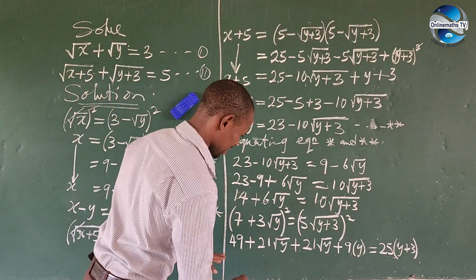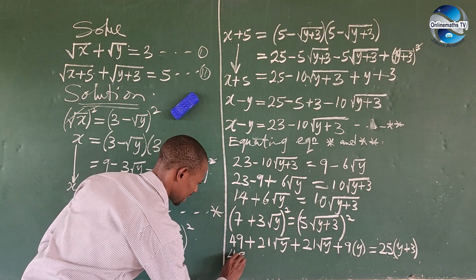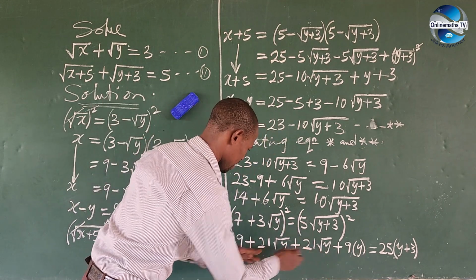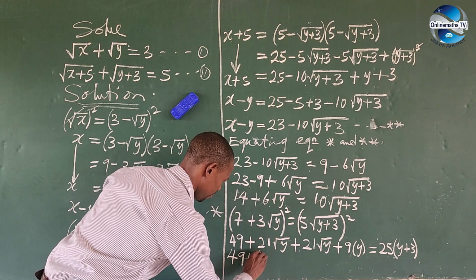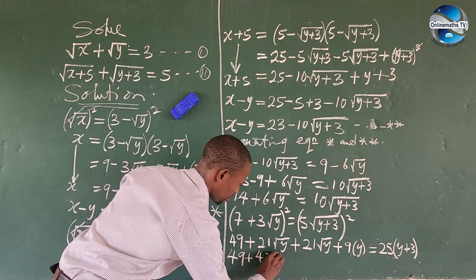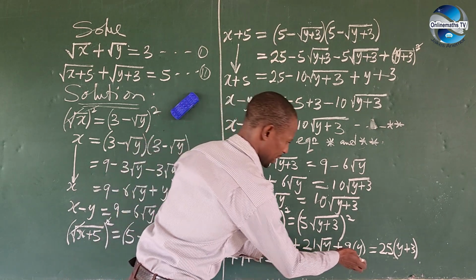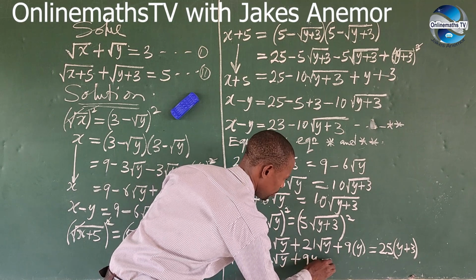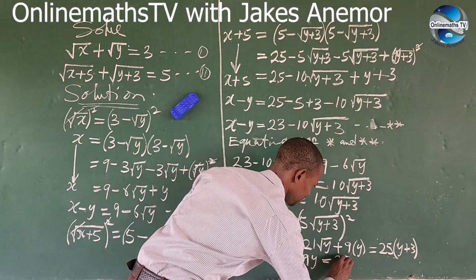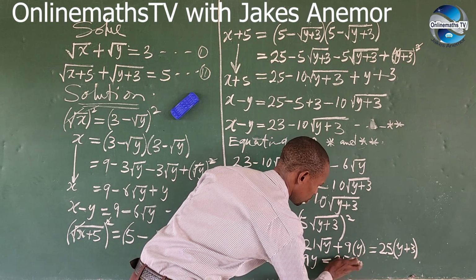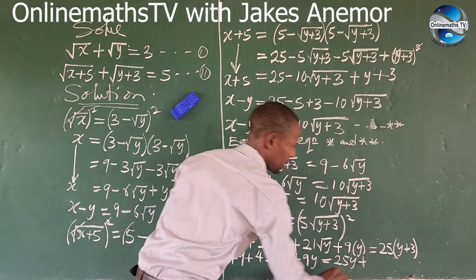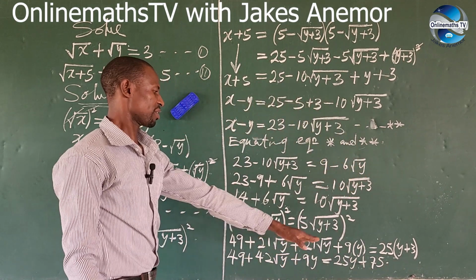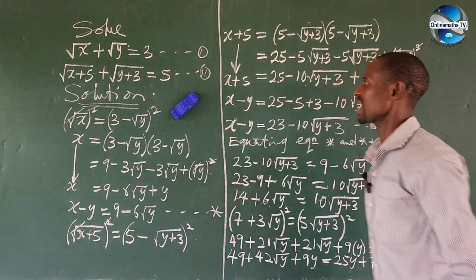Okay, so let's collect our items. So we have here 49. Okay, then we'll open up everything now. So this plus this will give us plus 42 root y, then plus 9y equal to, this will give us 25y plus, it will give us 75. So let's collect our items, okay? So let's continue on this side of the board.